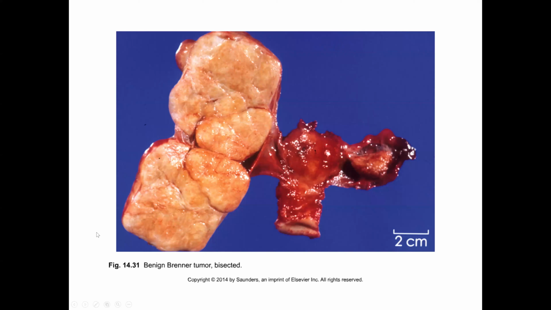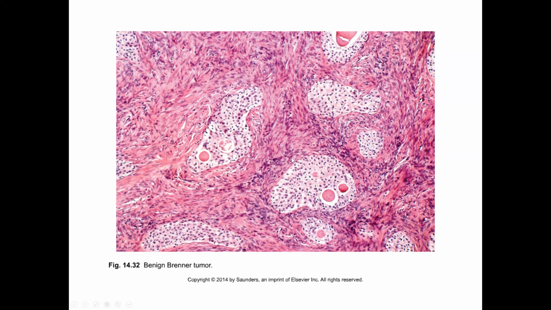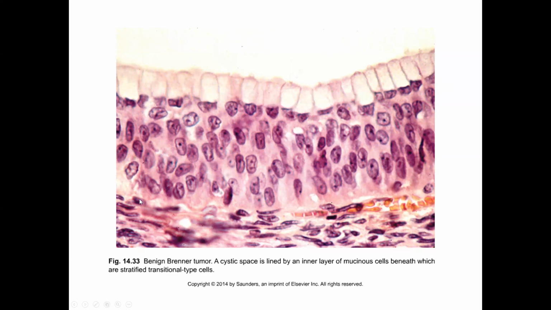Here's an example of a benign Brenner tumor. This is a fairly large one, fairly solid appearing, and the microscopy would be fairly typical of that with these nested areas. Note the clear cells and occasional eosinophilic droplets or cystic spaces filled in with this. Sometimes on high magnification, you get really good morphology. Here, as you can see, an inner layer of mucinous cells beneath which you have the more stratified transitional type of epithelium. This does not make it a mucinous cystadenoma. This would be enough to call it a Brenner tumor.